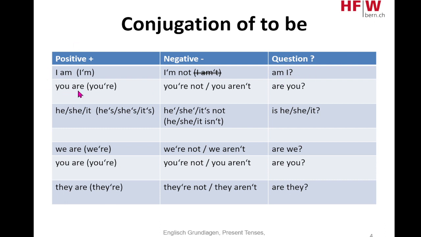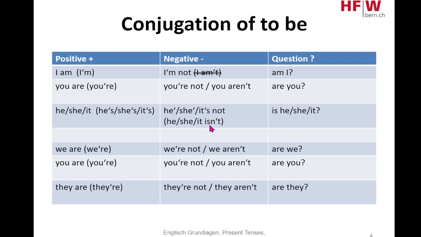One more, you are, and the short form you're. If you want to use negative, you are not, or if you want to use the short form, you aren't. Or question, are you? One more, he, she, it. You can use the short form he's, she's, it's. Or negative, he, she, it's not. Or one more, he, she, it isn't.